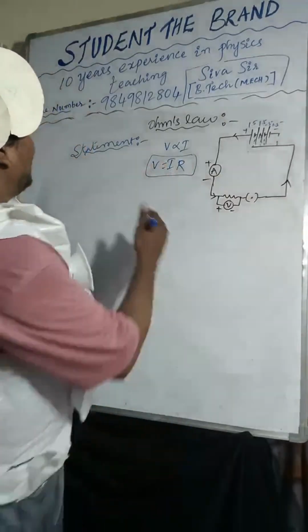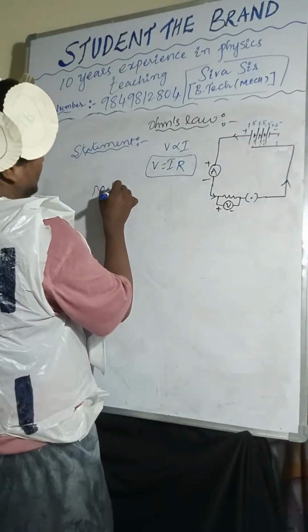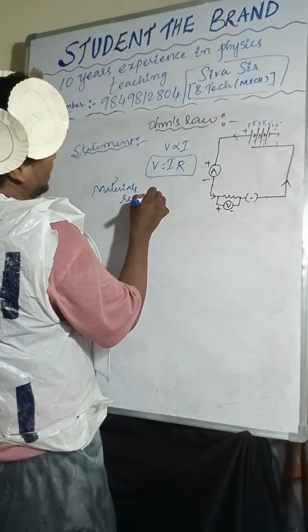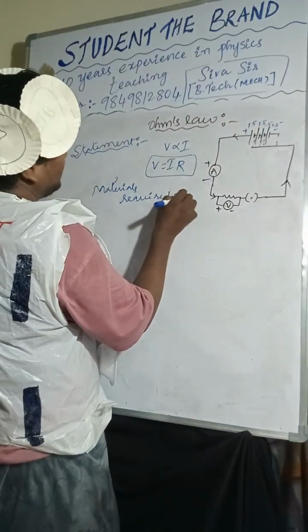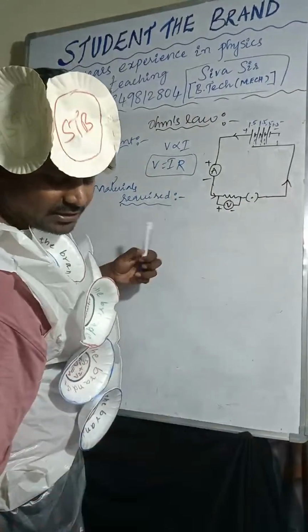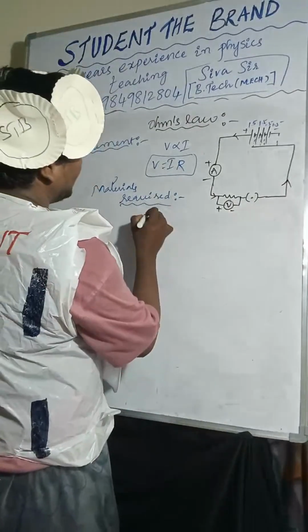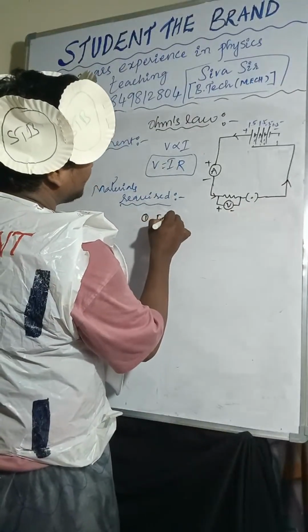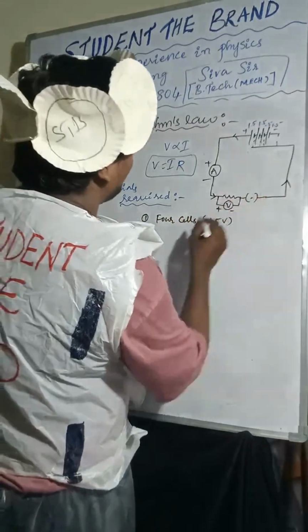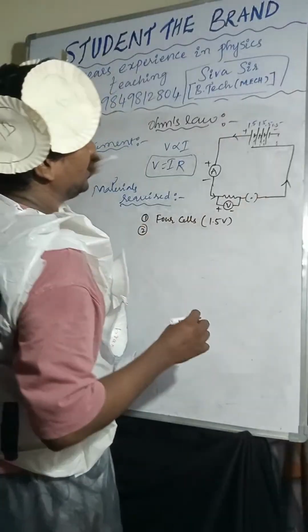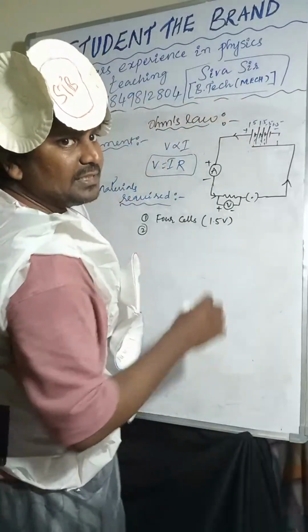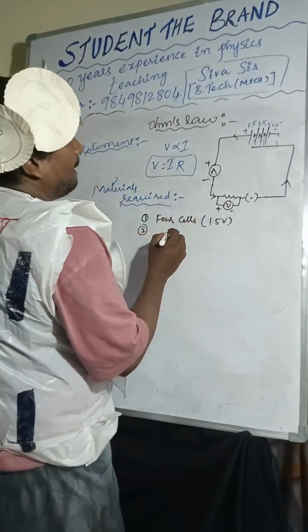Next, the materials required. First, we need four cells of 1.5 volts each. How many cells are required? Four cells.